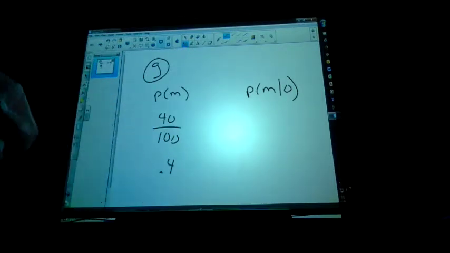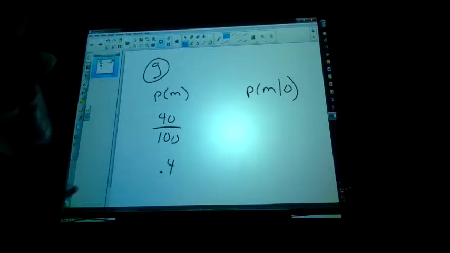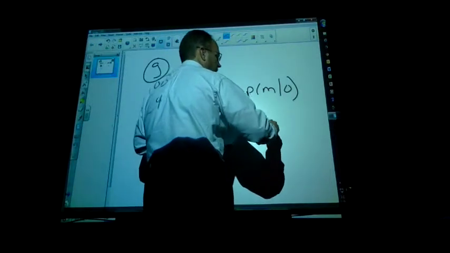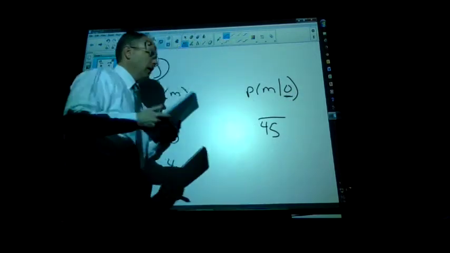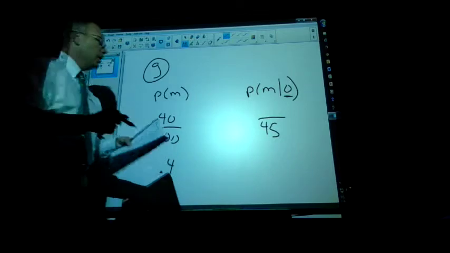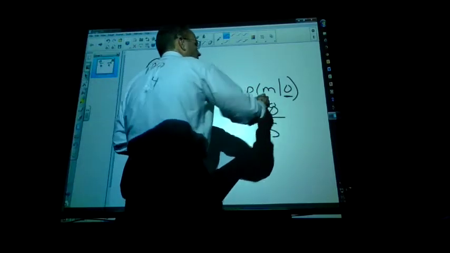Are you okay with that? That should be pretty simple. And then we're going to go probability of a male given O. Okay? So type O people is 18 and 27 added together, which gives me 45. So remember, this part is my denominator. And the probability of being a male in that group is 18 out of 45.